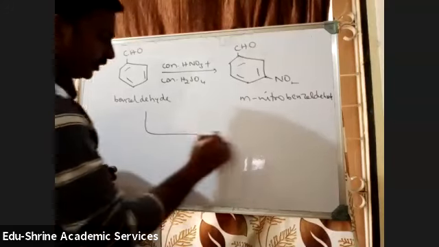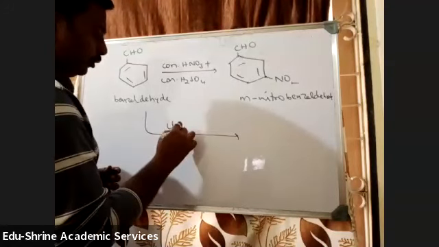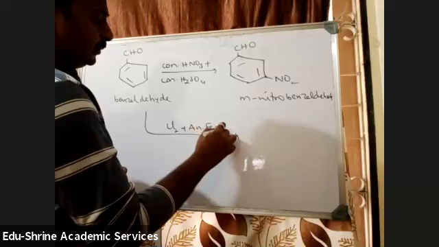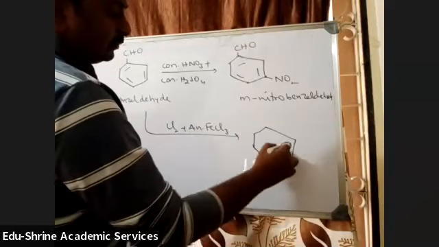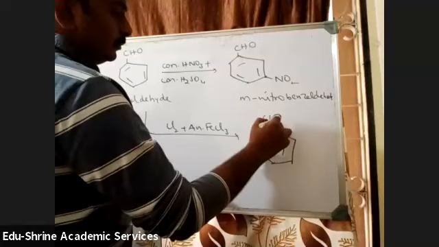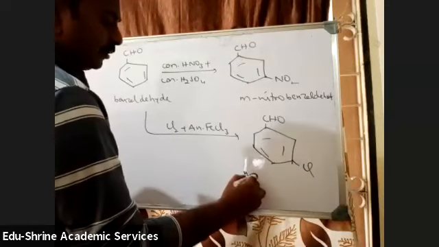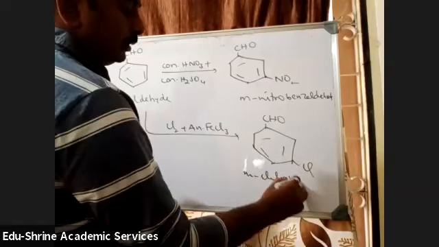One more example, if you want, you can write the reaction with chlorine plus anhydrous FeCl3. Chlorine will attack at the meta position. In this way, you can write all the reactions. This is meta-chlorobenzaldehyde.